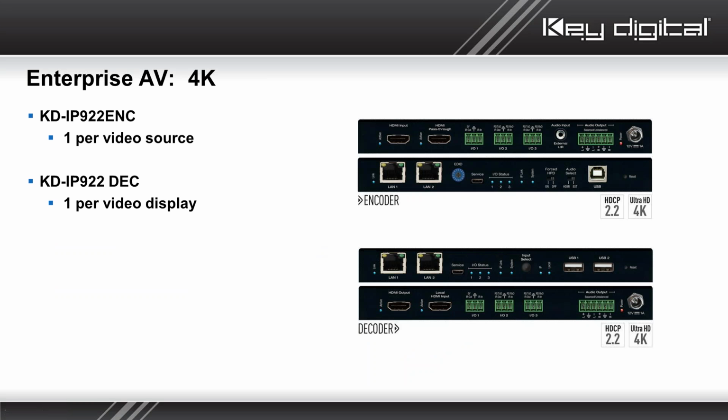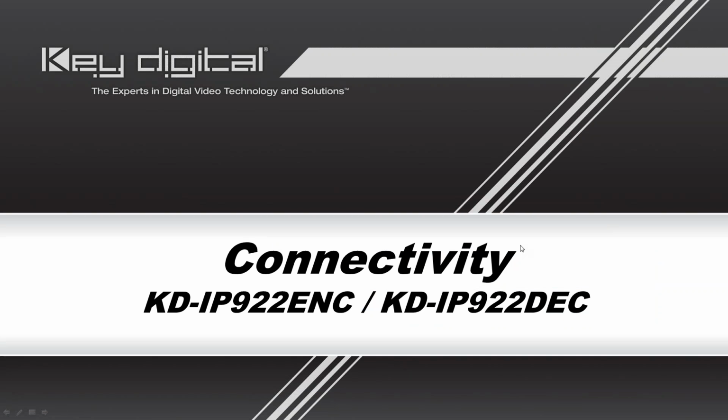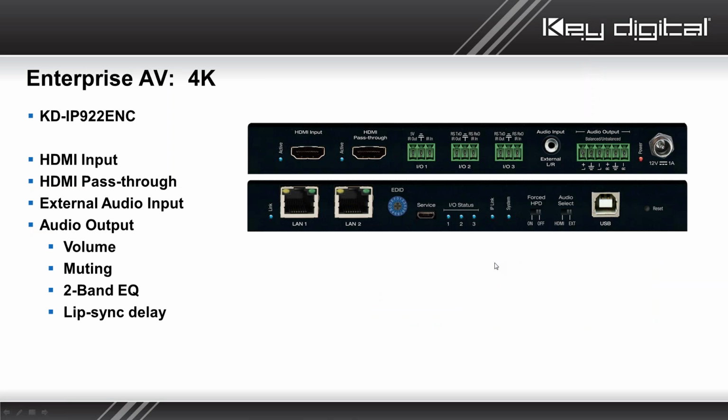Let's take a closer look here at what is going to compose your enterprise AV 4K system. You just need one IP922 encoder per video source and one IP922 decoder per video display. And as you can see, there's a whole lot of connectivity there. When we look at the encoder, it's just so packed full of connectivity because of the ability to do this over the network. Traditionally you might think of it as a transmitter, right?